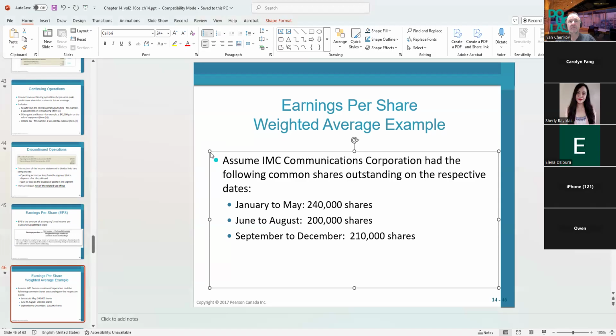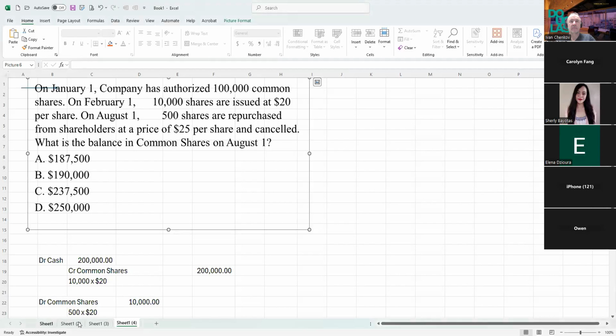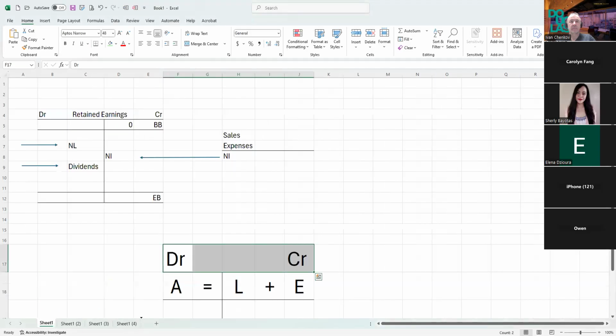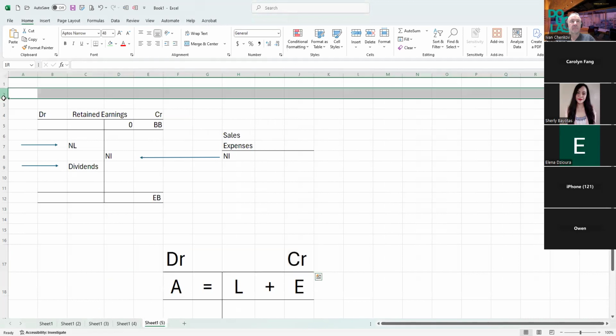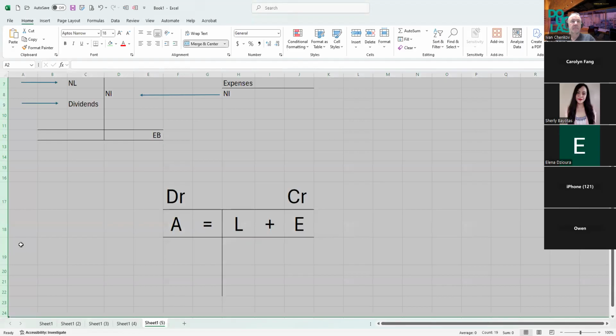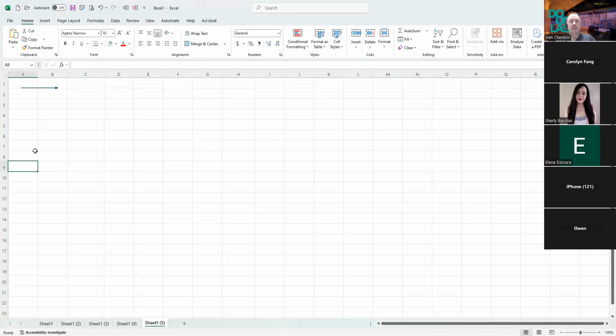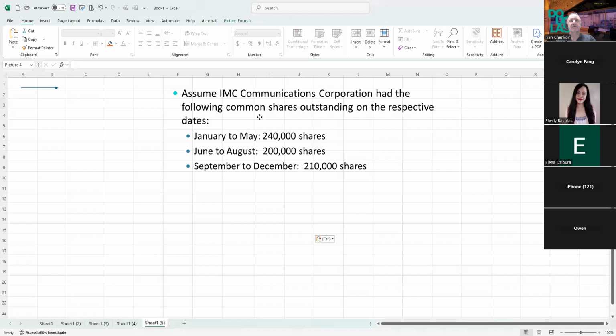Let me grab it first, copy it, and let's move to the Excel spreadsheet. Do you want this Excel spreadsheet posted for you later? Okay, so this is the scenario now.